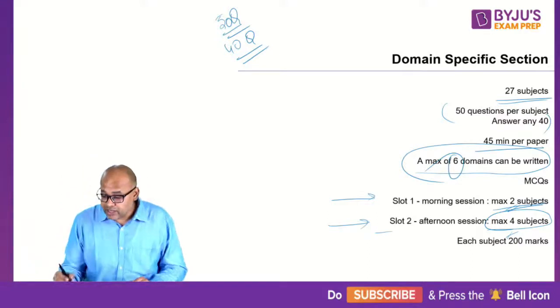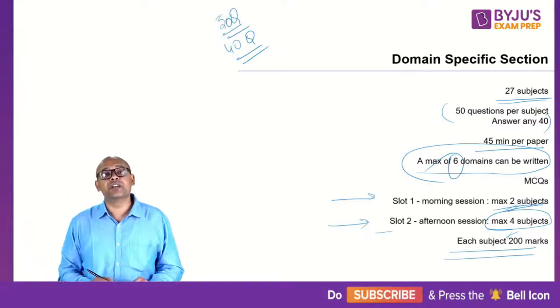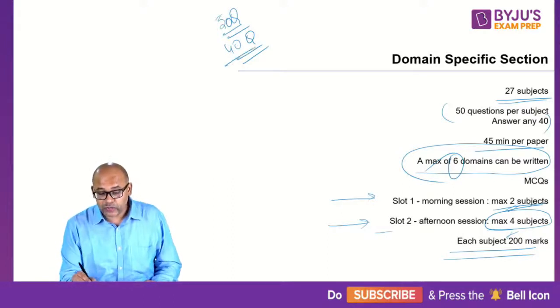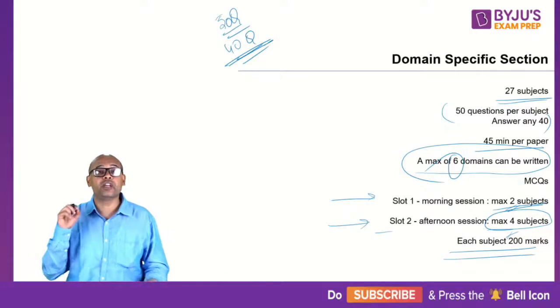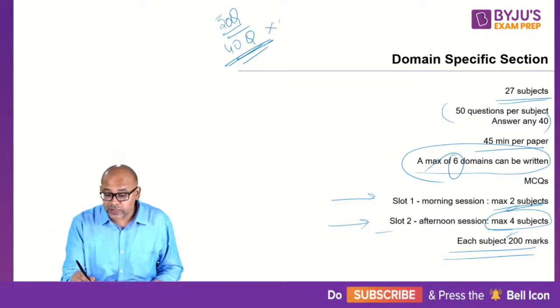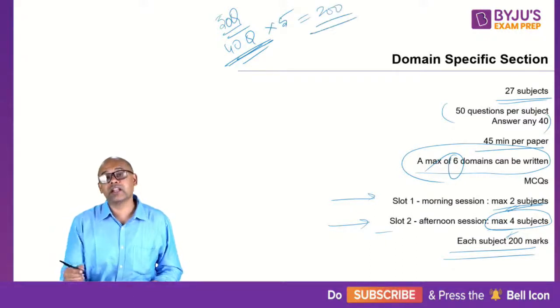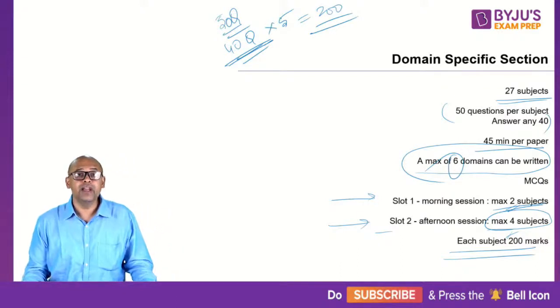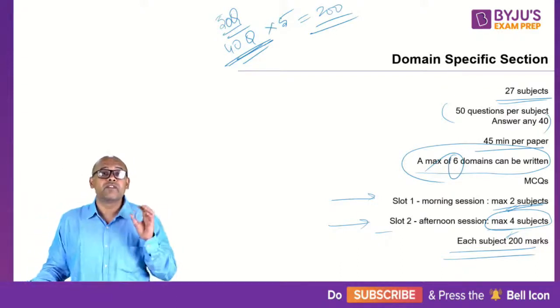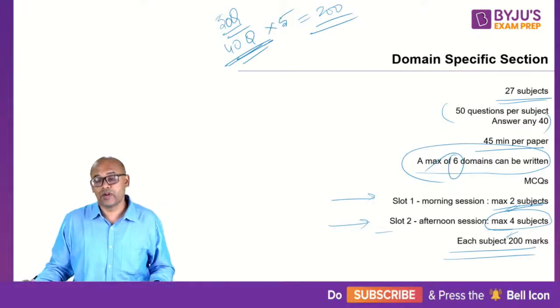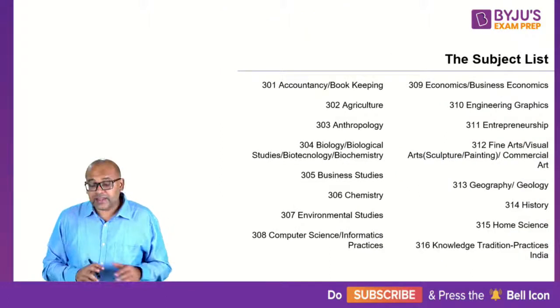And each paper or each subject is for 200 marks. So 50 questions, out of which you will be graded for 40 of them, and each question is 5 marks. So 40 times 5 is 200 marks. That's how it is. Okay, so 200 marks, 5 marks per question, total 40 questions. Right? Then this is the subject list.